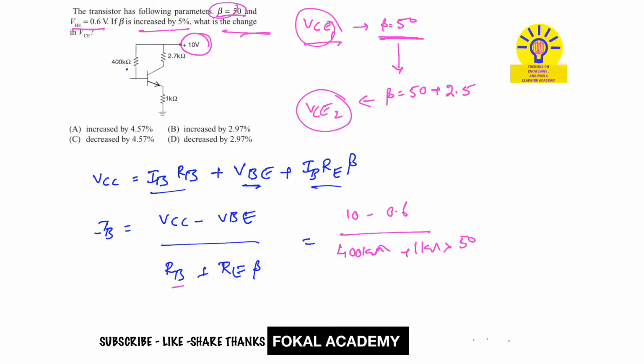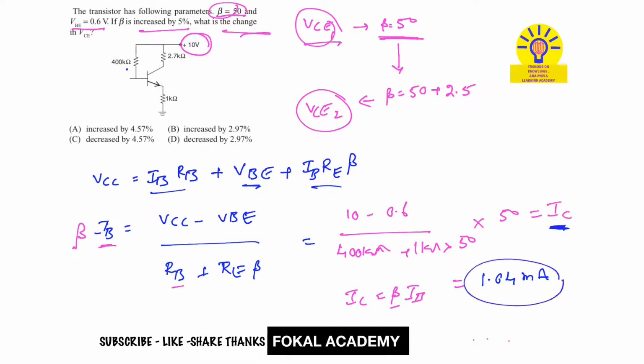So we know that IC is equal to beta into IB. Here IB is there, directly multiplied with beta, then we get the IC value, where beta is 50. So finally we directly get the IC value here. Now by simplifying this with the help of a calculator, we get the value 1.04 milliamperes. So this is the collector current.